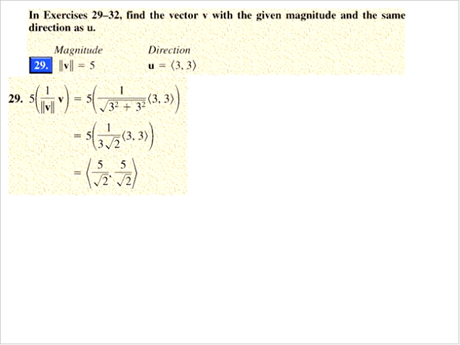Okay, we're going to find the vector v with the given magnitude and the same direction as u. So to find the vector v, we have this equation here where we take the magnitude times 1 over the magnitude times your vector, which is that direction there. So 5 times 1 over, and remember to find this right here, we take 3 squared plus 3 squared. So that's really finding the length of your vector.